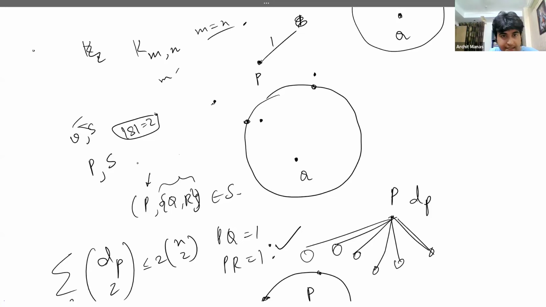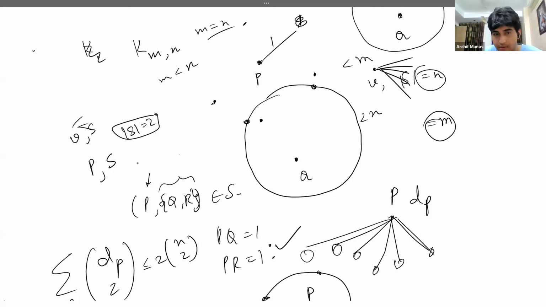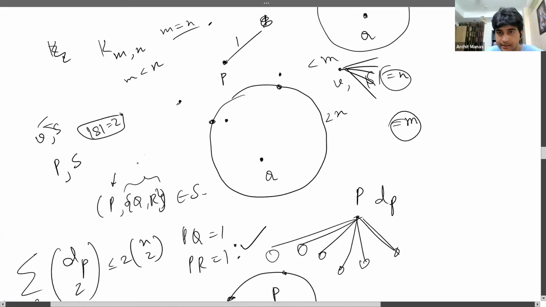On the other hand, if m is less than n, then what do I do? Because there are two possibilities now, right? One possibility is I fix a vertex v and a set S of size equal to n, and then I see how many vertices are connected to all of these, and this is going to be less than m, something like that. Or I could switch it around and choose this. And what we just discussed should give you an idea of which one belongs here.